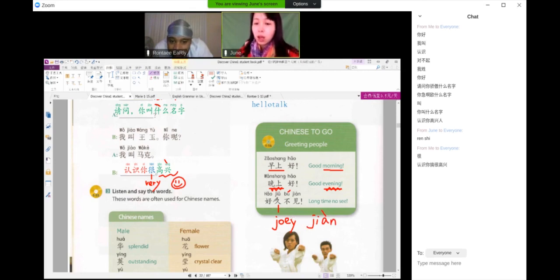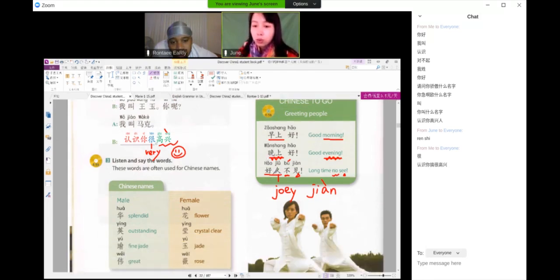So 好久 means long time. 不 means no, right? And 见, like 再见 means see you again. The same 见 means see. So long time no see is 好久不见. That's right. 好久不见.